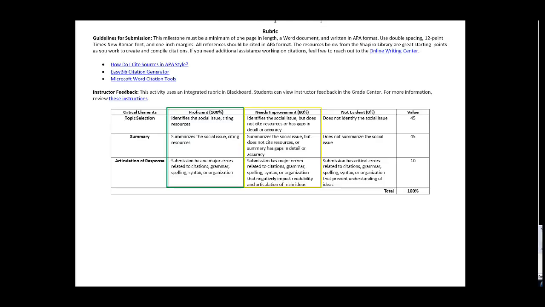Needs improvement is when you identify the social issue, but you do not cite your sources, or there are gaps in detail or accuracy. Same with the summary. You do not cite your resources, and it has gaps in detail or accuracy. So that's the difference between proficient and needs improvement. And then not evident, of course, it's not there. Overall it's just not there.